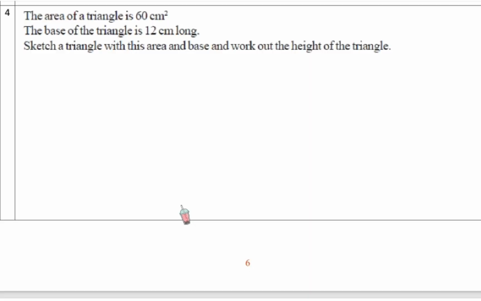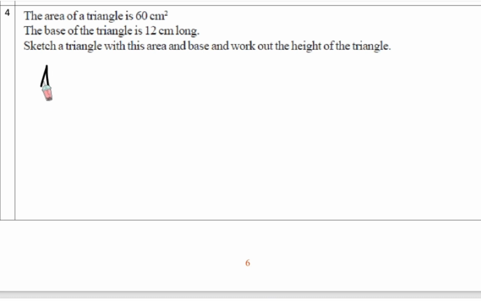Question 4. The area of a triangle is 60 cm square. The base of the triangle is 12 cm long. Sketch a triangle with this area and base and work out the height of the triangle. Now, since this is a PDF online, I do not have the measurements to sketch the triangle, so I'll just skip to calculating the height of the triangle.